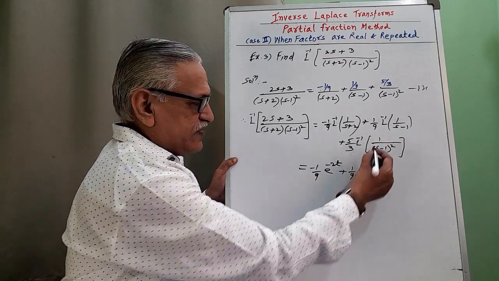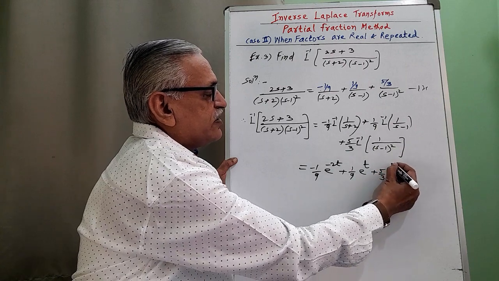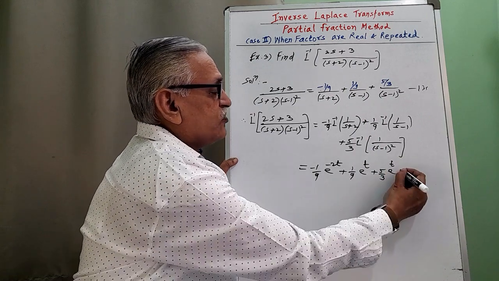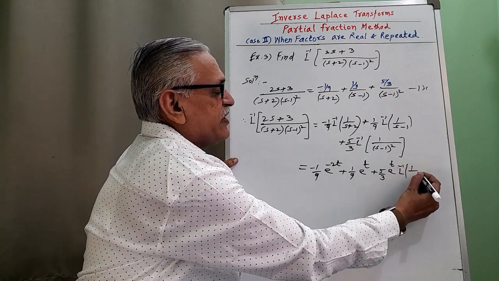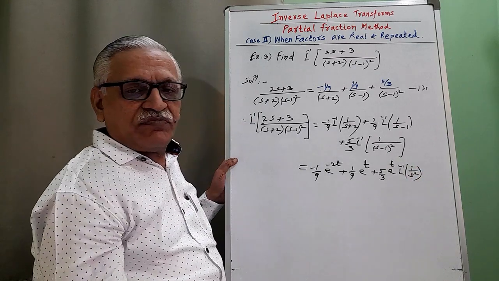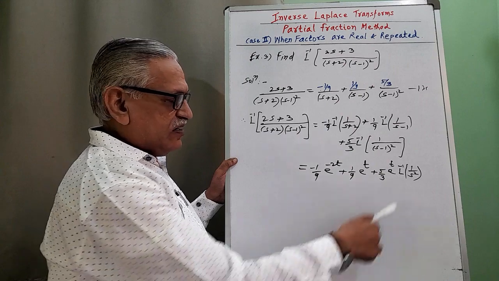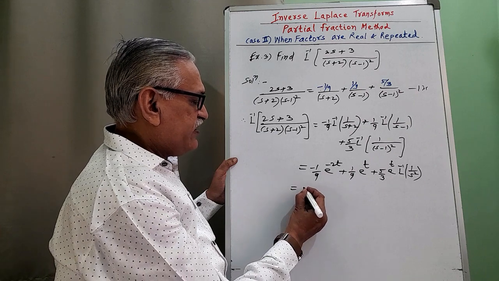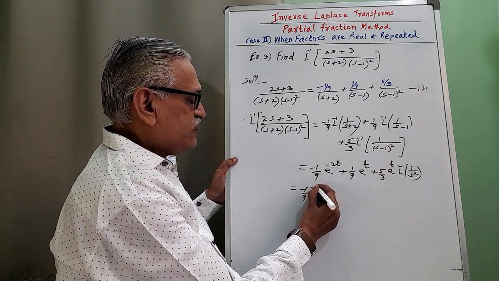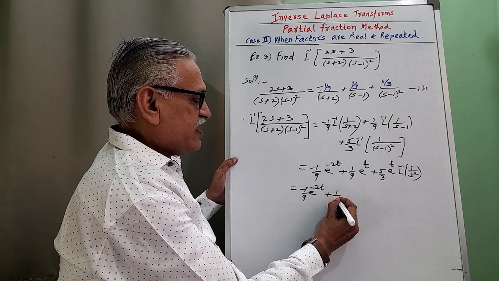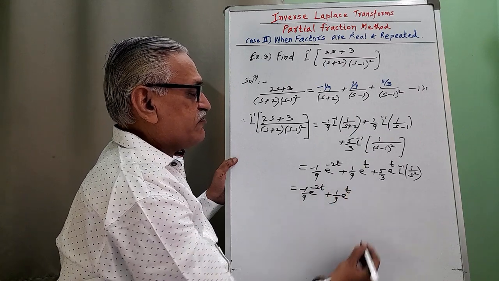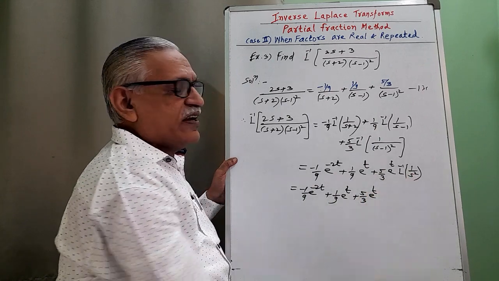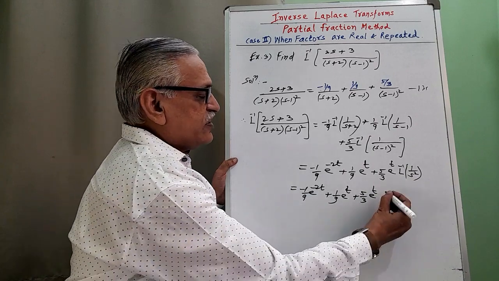Then applying shifting theorem, e raised to minus at means e raised to plus at, e raised to t here, into inverse Laplace of the remaining term. Remaining term is here 1 by s square. Neglecting this 1, remaining term is 1 by s square. And then again simplifying it, minus 1 by 9 e raised to minus 2t plus 1 by 9 e raised to t, 5 by 3 e raised to t, and inverse of 1 by s raised to n is t raised to n minus 1.